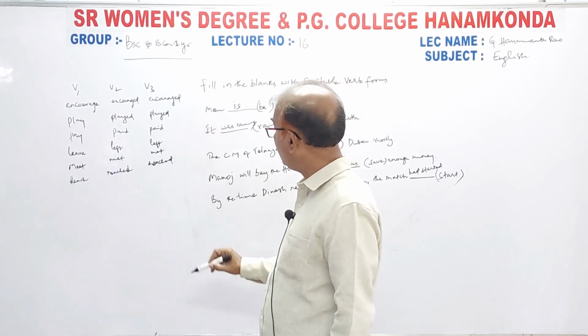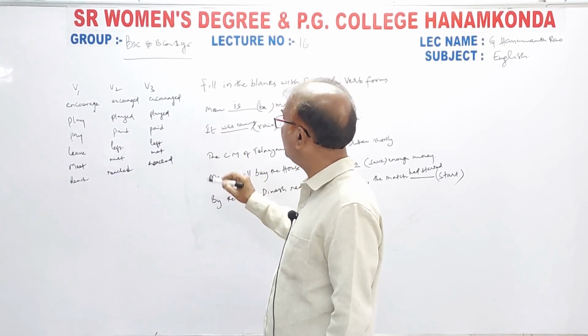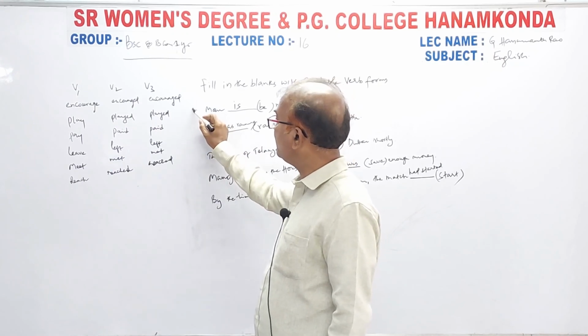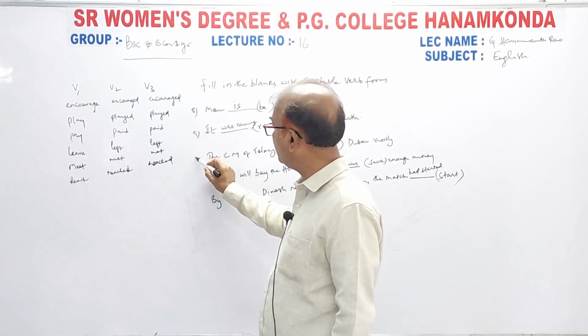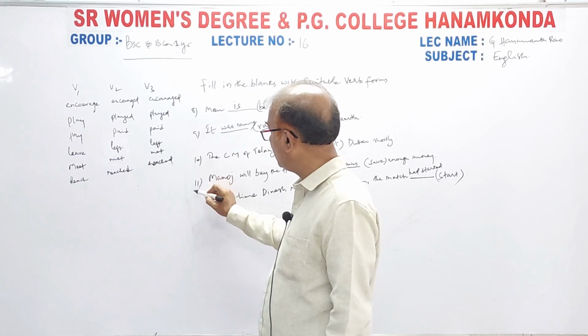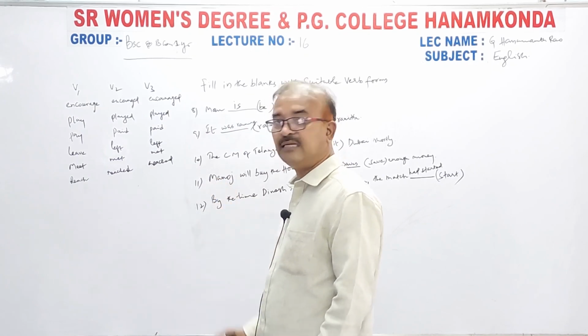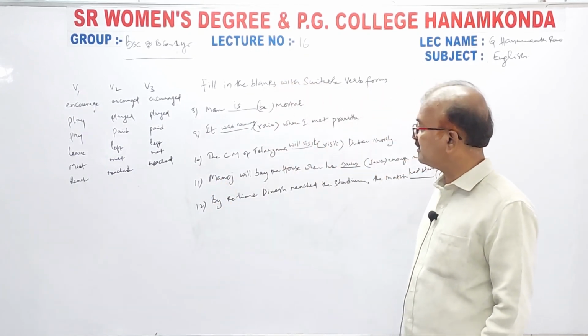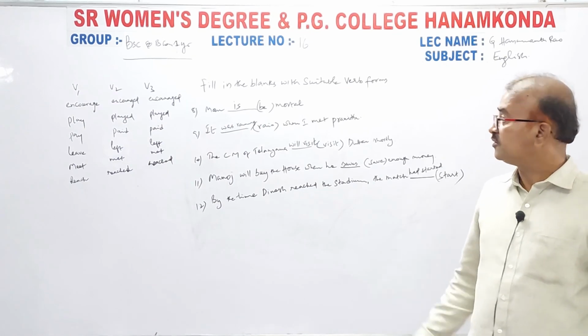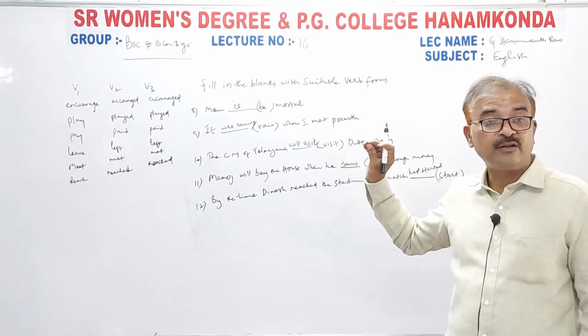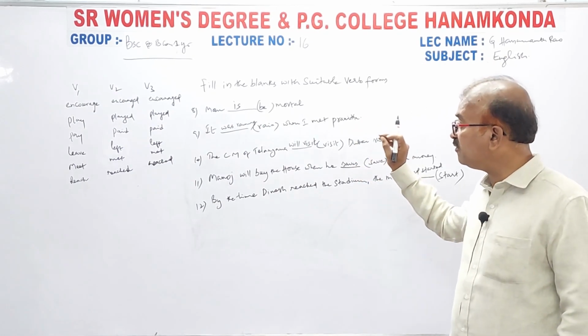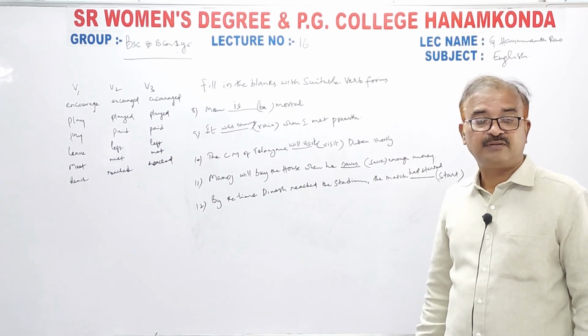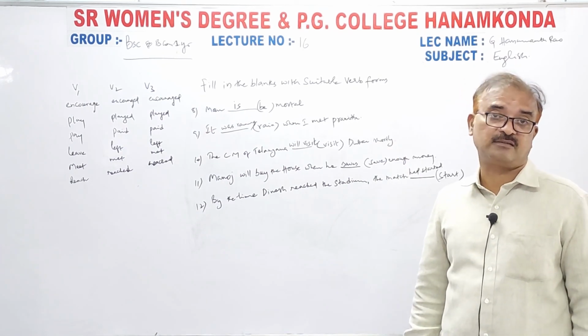Okay. So these are a few things I thought of imparting to you all. And how many did I give you, girls? 1, 2, 3, 4, 5. So that was the 7th one, I think. 8, 9, 10, 11, and 12. Check these things. Right? So, whenever you are trying to solve these fill in the blanks with suitable verb forms, you should be careful.